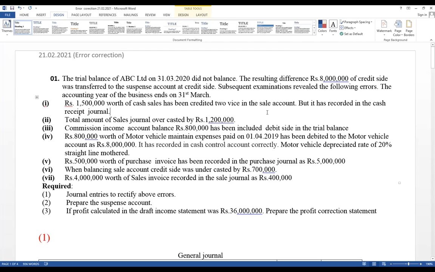Sales account is a ledger account, but it has been recorded correctly in the cash account. Cash account recorded correctly, but sales account credited twice. Only one time should be credit, but sales account credited twice. For correction, errors occur in only one ledger account. Therefore, this one affects suspense accounts. Normally, cash account debit and sales account credit, but sales account credited twice. Therefore, for correction, sales account debit one time, 1,500, and the other entry, suspense account credit.